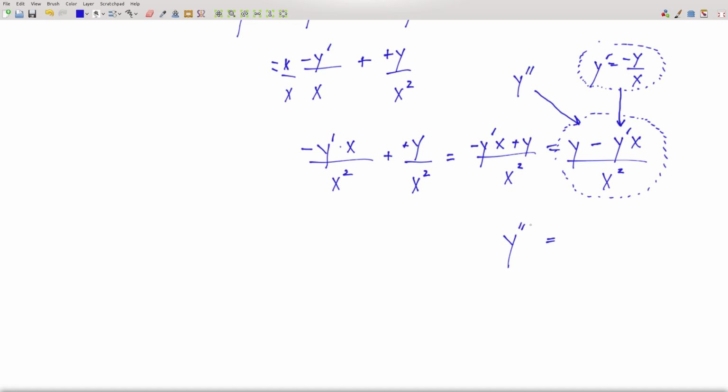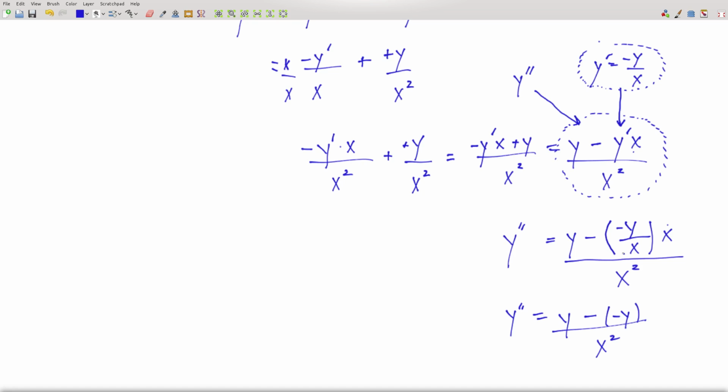The second derivative is equal to y minus, now we know what the first derivative is, it's negative y over x, and then this is times x. You see, this x here is the same as this x there. And this whole thing is over x squared. We can do some simplifying now. Negative y over x times x just becomes negative y. So we now have y double prime, that is the second derivative, is y minus negative y over x squared.